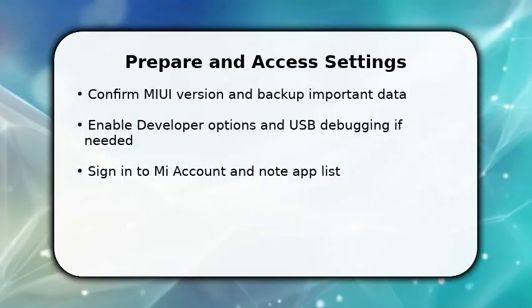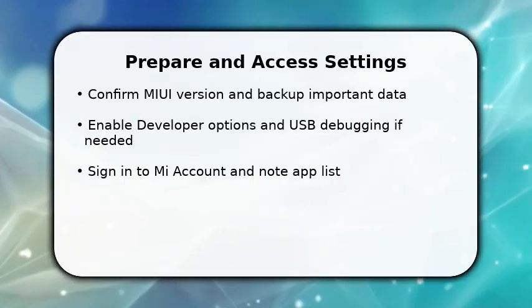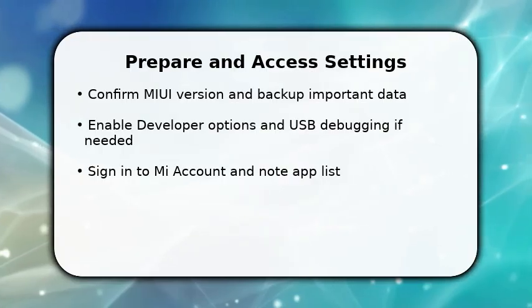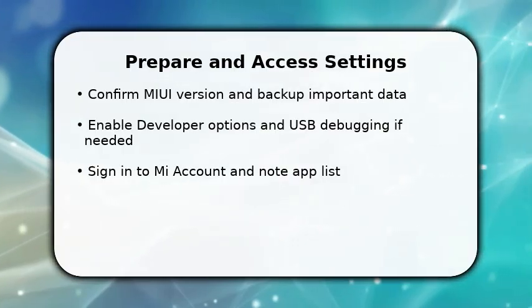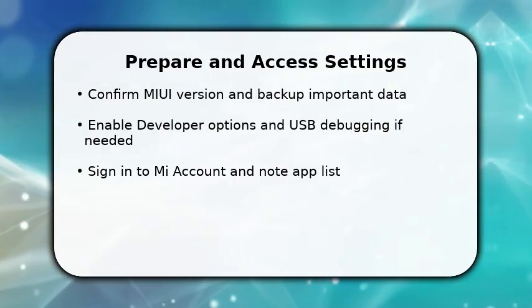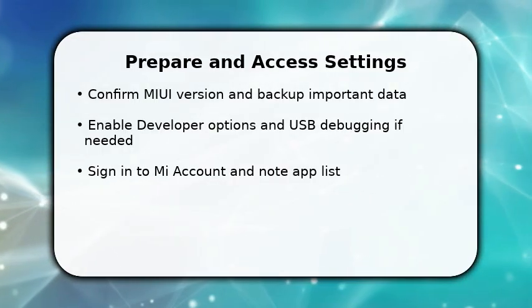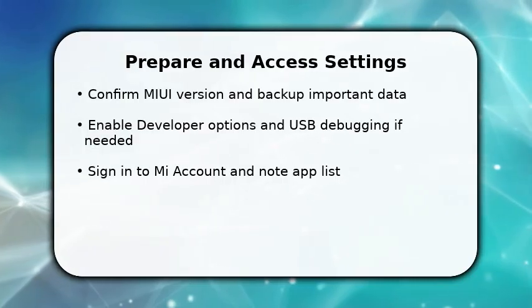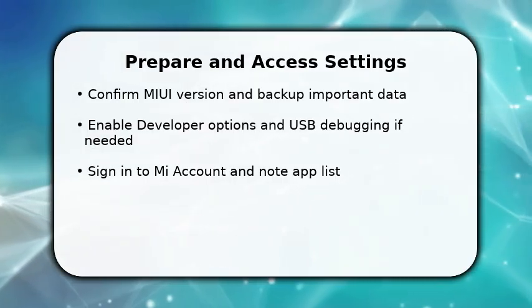Enjoy the video. You start by checking MIUI version and making a quick backup. This prevents data loss. Next, go to Settings and enable developer options so you can access deeper controls. Once done, toggle USB debugging only if you plan to use ADB. You don't need it for basic steps.